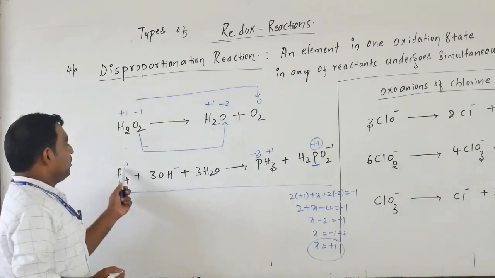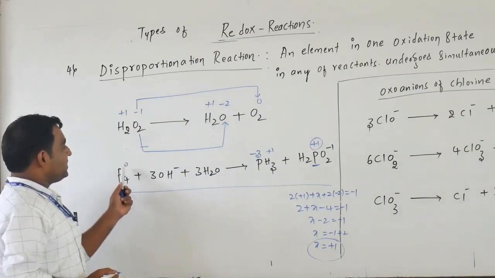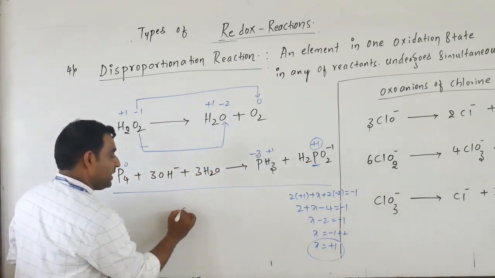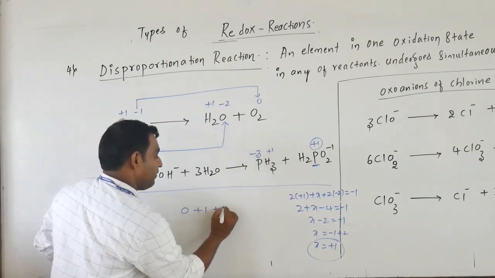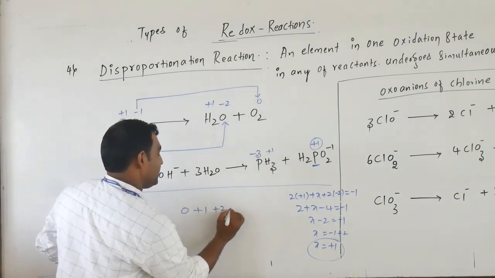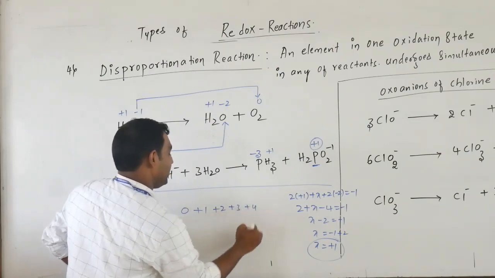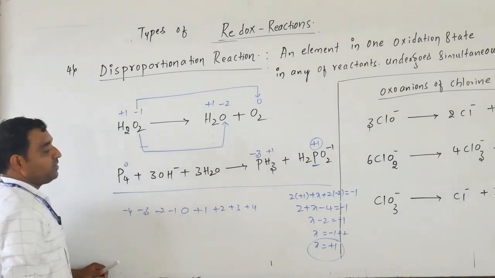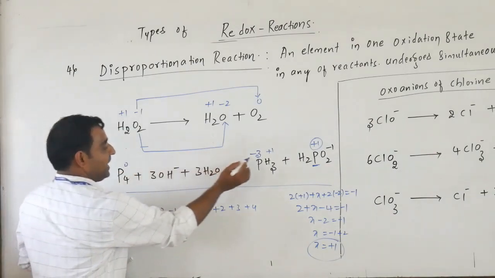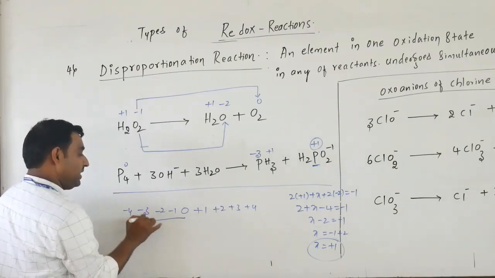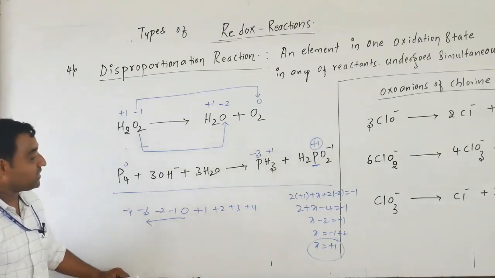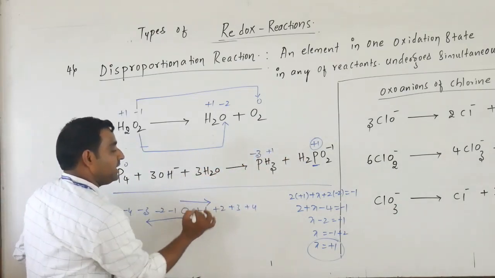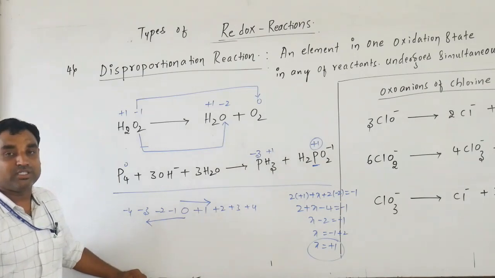Now the phosphorus oxidation state of P4 is 0 here, and this will be converted into -3. 0 to -3: we already know how to define the increase and decrease in oxidation number. Increase in oxidation number is called oxidation and decrease in oxidation number is called reduction. Now 0 to -3 is a decrease in oxidation number, hence reduction is taking place. 0 to +1 is an increase in oxidation number, hence oxidation is taking place.